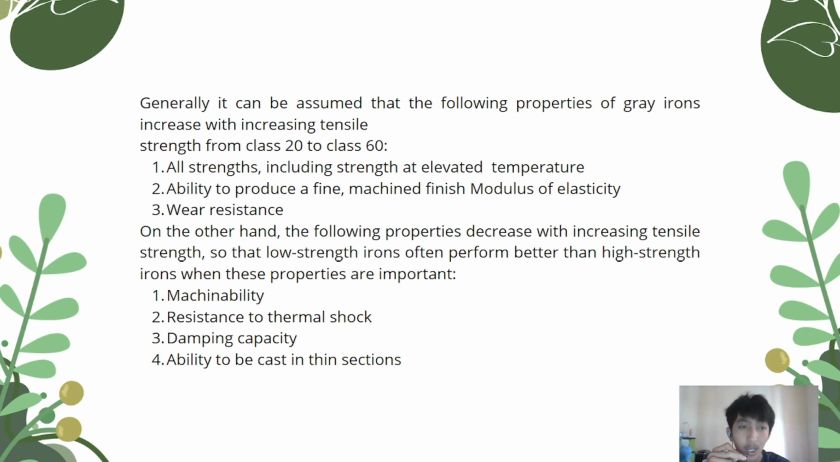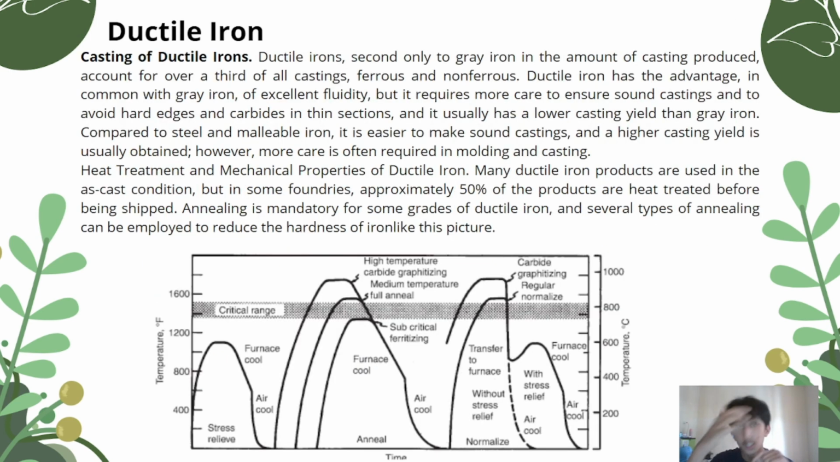The first is machinability, two is resistance to thermal shock, three is damping capacity, and four is the ability to be cast in thin sections. Okay, next is ductile iron. Castings of ductile iron are second only to gray iron in the amount of castings produced.